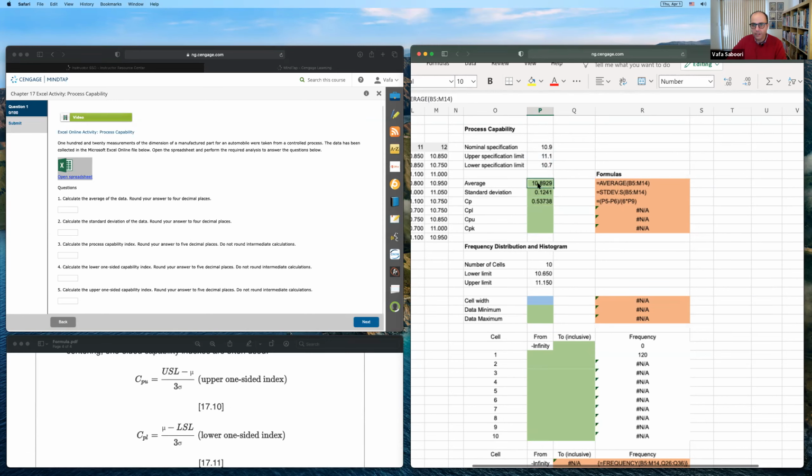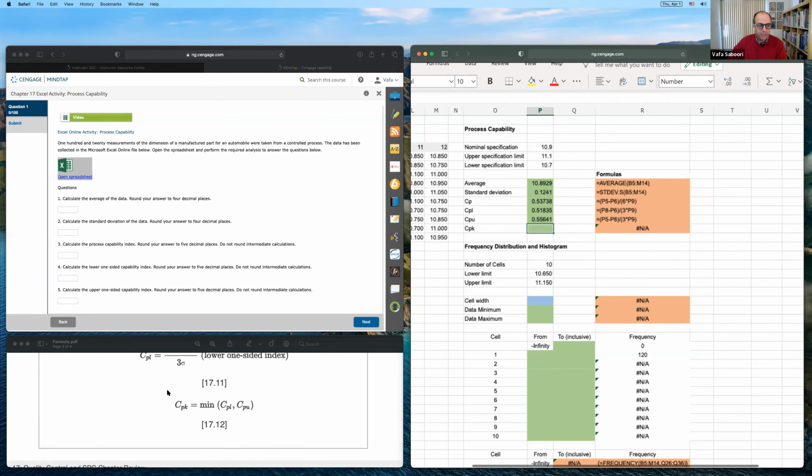You see that my process is slightly off target. My average is 10.89, and my nominal spec is 10.9. So it is slightly off target, and it's not a bad idea to calculate CPL and CPU as well. So my CPL is mu minus LSL divided by 3 sigma. In the numerator, I have mu, which is the average, minus LSL, divided by 3 times my standard deviation. And my CPU is going to be my USL minus mu, divided by, again, 3 times my standard deviation. So that calculates my CPU and CPL.